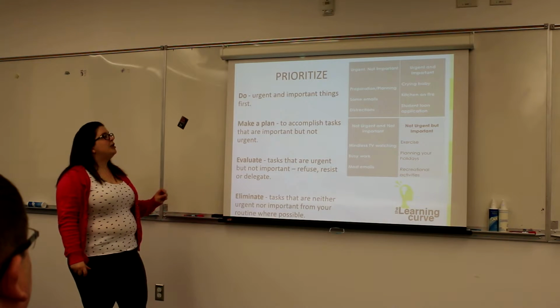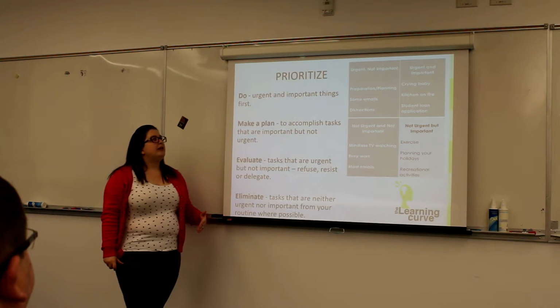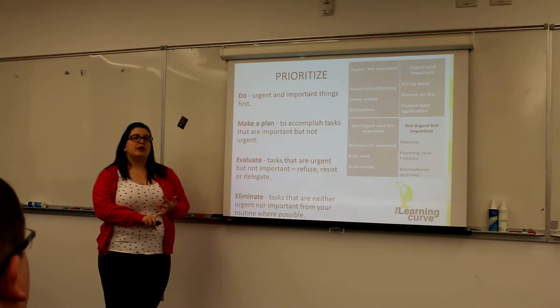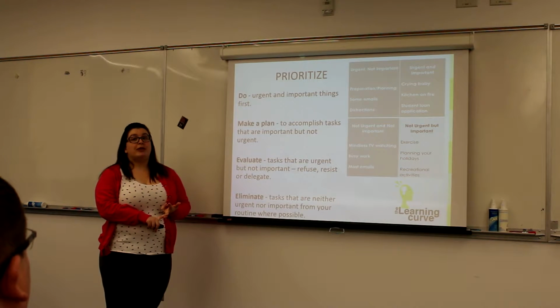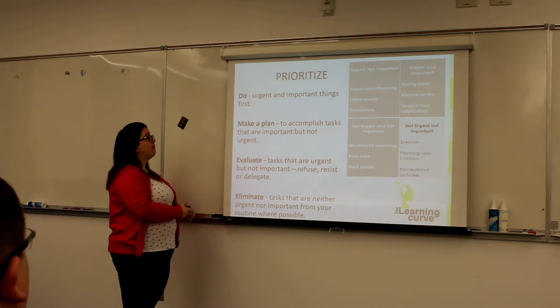So, urgent and important things are those that you want to do first off. The examples given are a crying baby, you have a fire in your kitchen, or you need to complete your student loan application. Those are things you need to get done right away, and so those are the top of your list, and you want to complete those first.